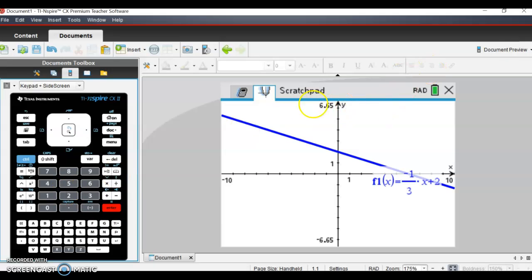Now that bar went away, but if I hit tab, it will come right back and I can now type the second equation, which had a slope of +2 and a y-intercept of -5. Hit enter and you will see that line up here as well. Now to find the intersection, there's a few different ways.